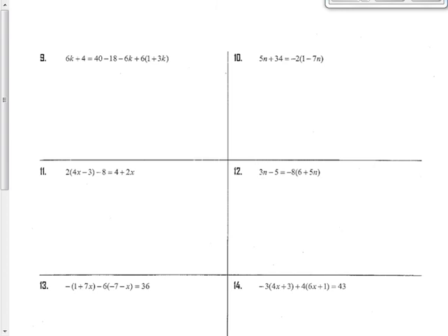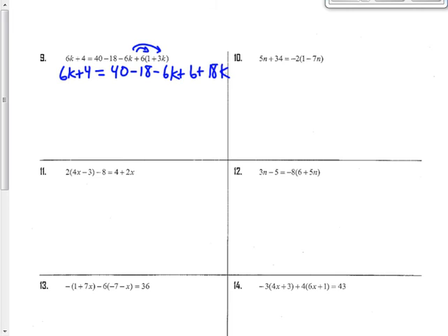Okay, and look at this and say, oh, well, I have distributive property over here. Let me get rid of these parentheses first. So I've got 6k plus 4 is equal to 40 minus 18 minus 6k, and then 6 times 1 is 6, and 6 times 3k is 18k.